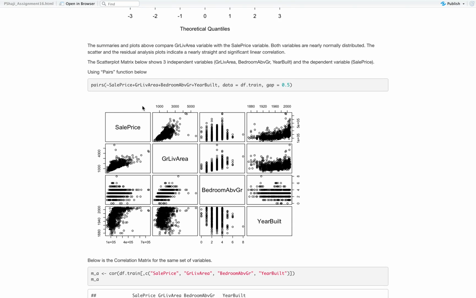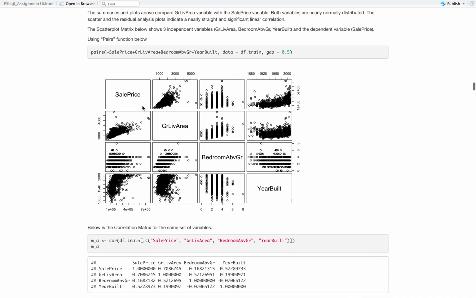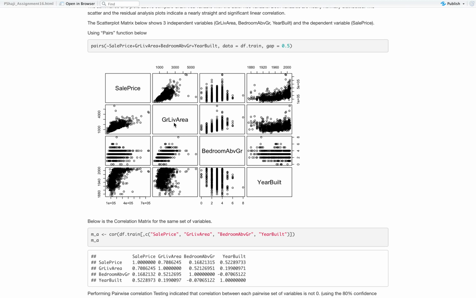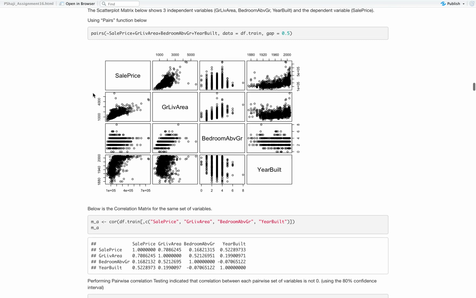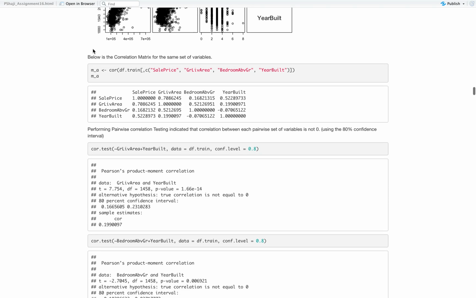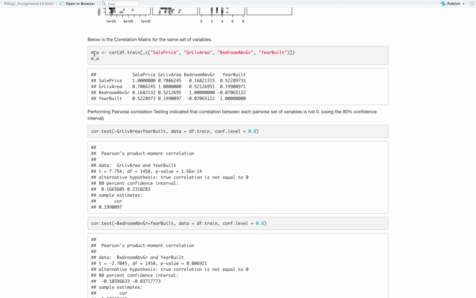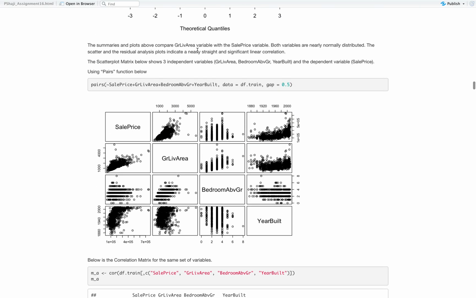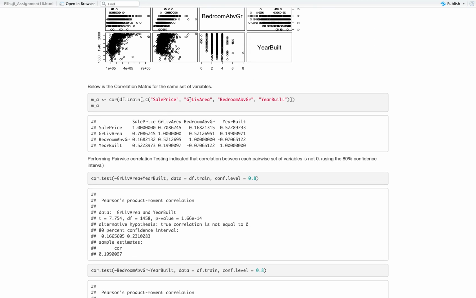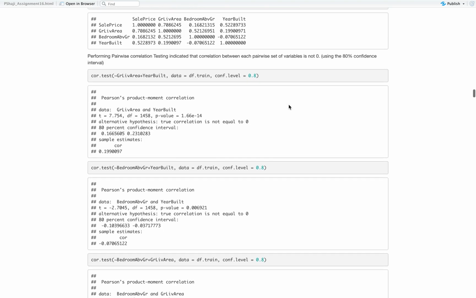After that, the scatter plot matrix below shows three independent variables, that is living area above ground level, bedroom area, and the year it was built, and one dependent variable, that is the sale price. And we have a correlation matrix here of our sale price, which is our dependent variable, and all the other three independent variables.